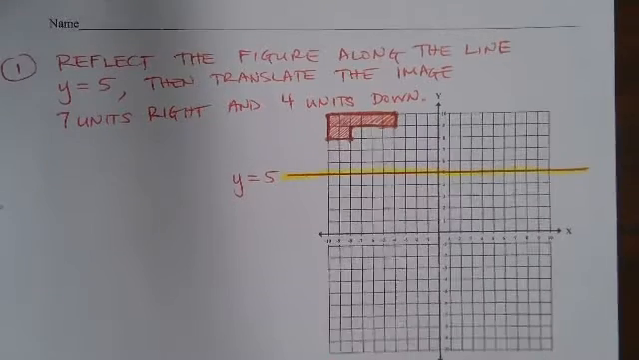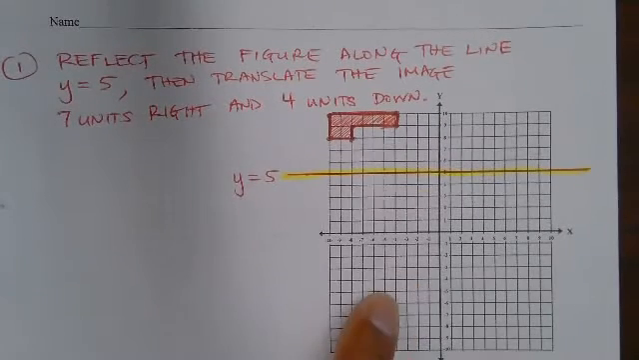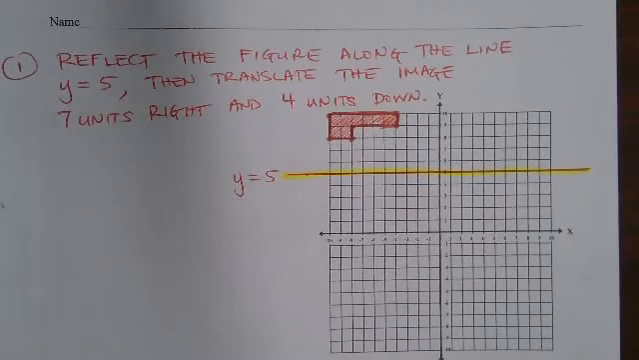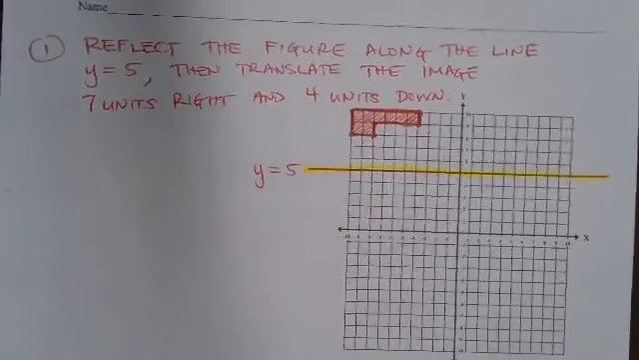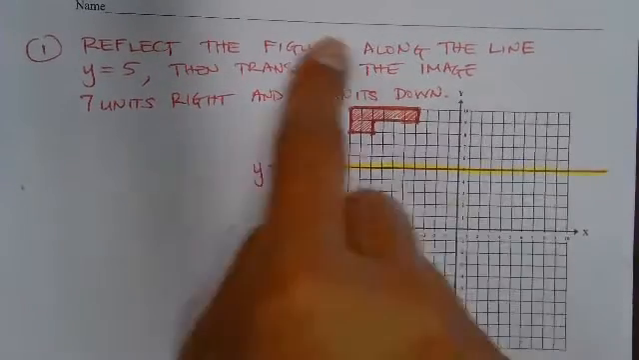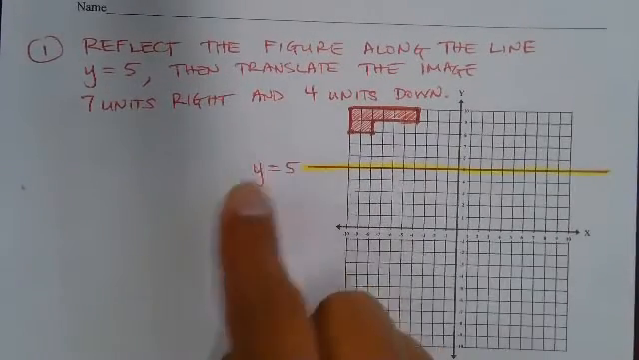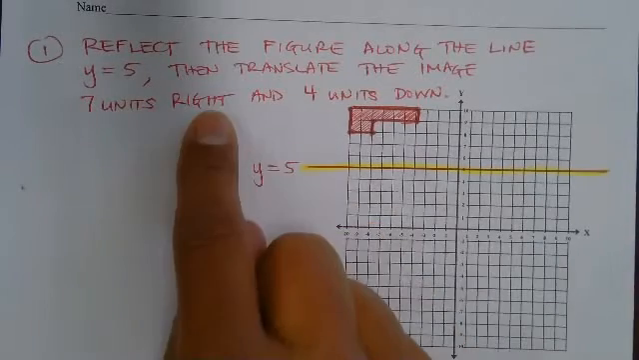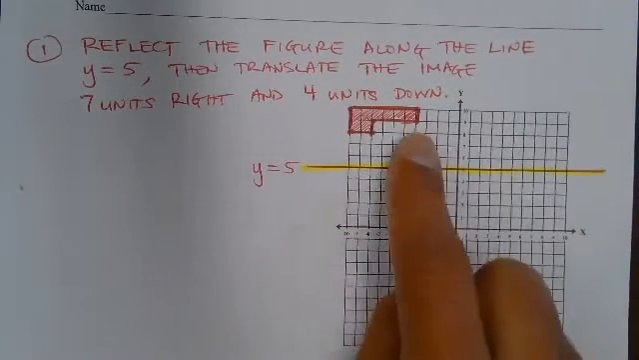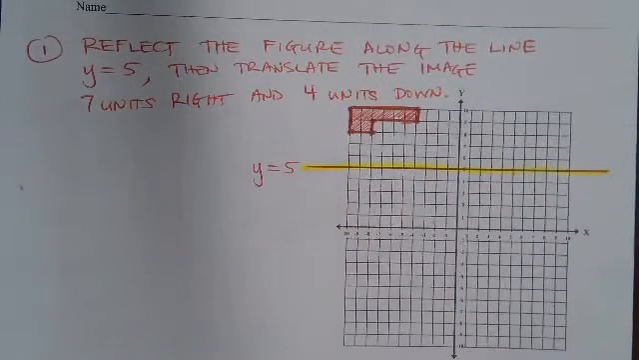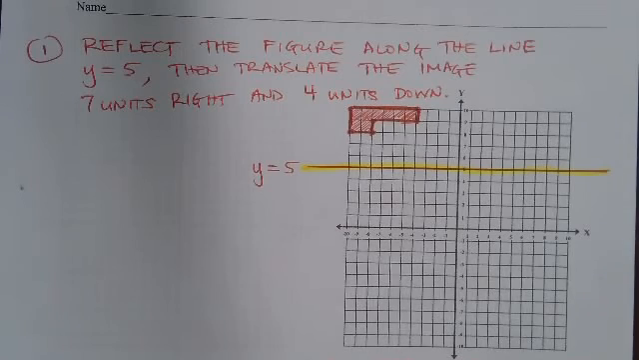If you don't have graph paper, remember you can go on Schoology on the yellow folder. You can print out graph paper. Okay, so using the graph paper that I provided here, copy this down. You can pause the video here. Copy the instructions here. Copy this line that you're going to use to reflect. Copy the figure.